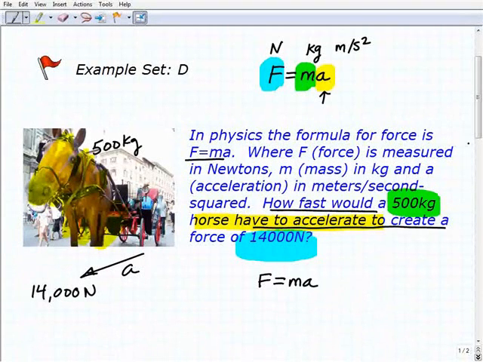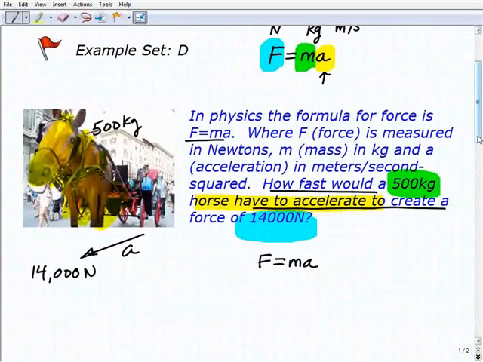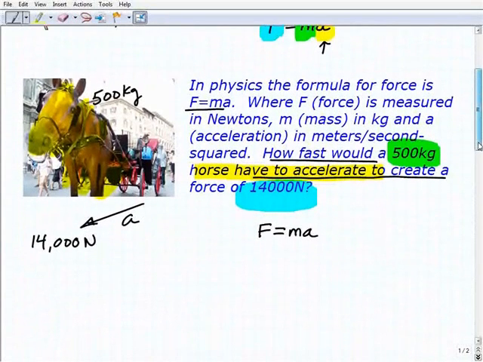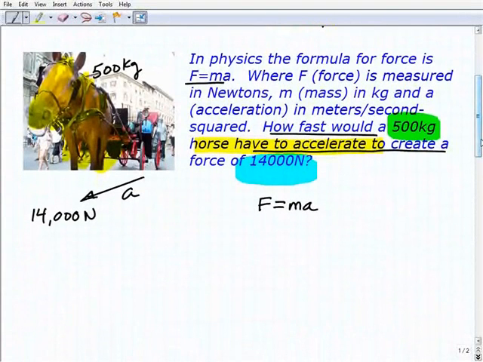So force equals mass times acceleration. If you haven't studied this formula in science yet, you certainly will. Probably in a physical science class, definitely in physics, because that's what this is. So we want to be able to create 14,000 newtons worth of force from a 500 kilogram horse.